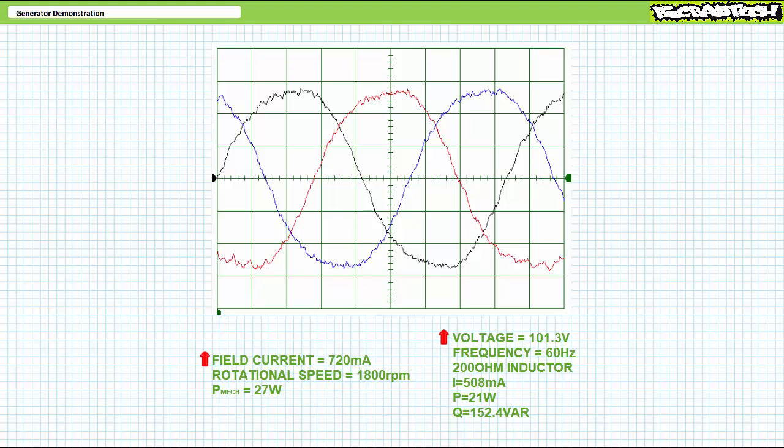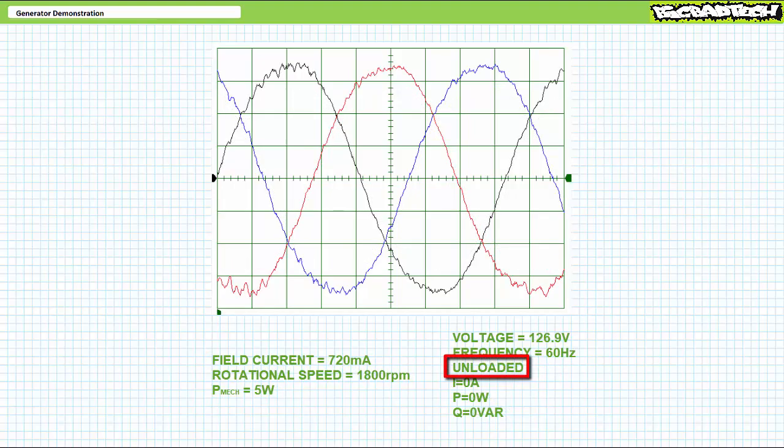With such a high inductive demand, there's no way this generator can keep voltage stable, even in the most highly excited state. Now consider what happens when this load is suddenly disconnected. In this highly excited state, voltage magnitude spikes to 127 volts.